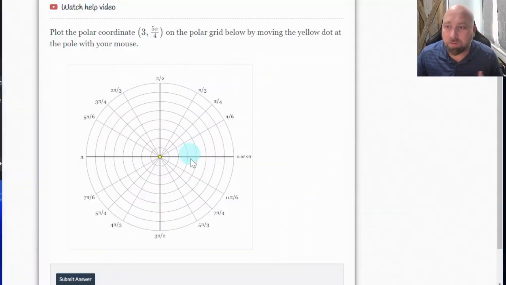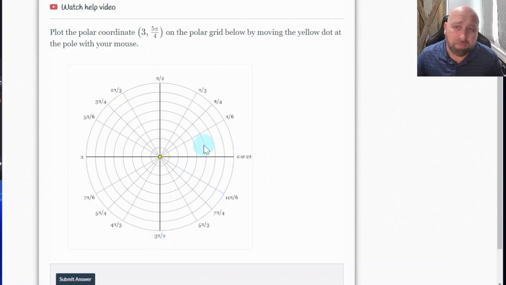In fact, let me show you real quick. This is polar graph paper. And so this is the only axis that you have. Well, you do have kind of an axis here at 90 degrees, 180, and then 270. Now these are all in radians, right? So that's at 0 degrees. Pi over 2 is 90. Pi is 180. 3 pi over 2 is 270.